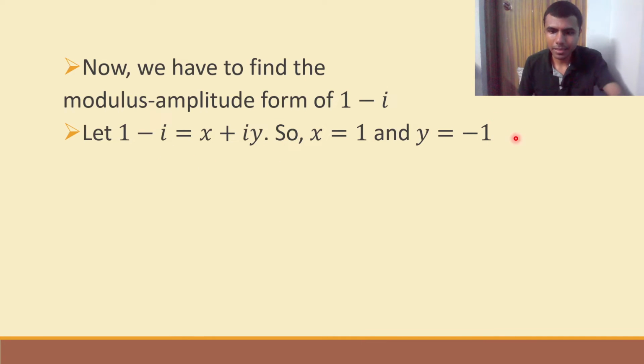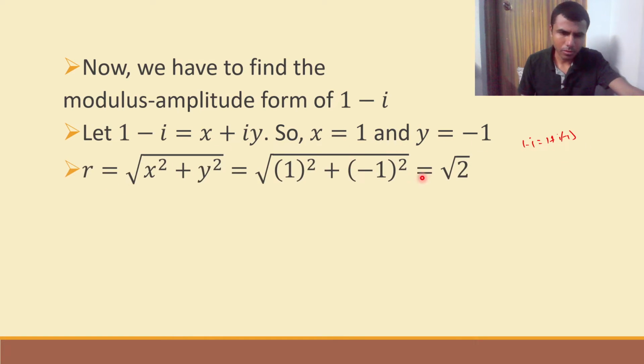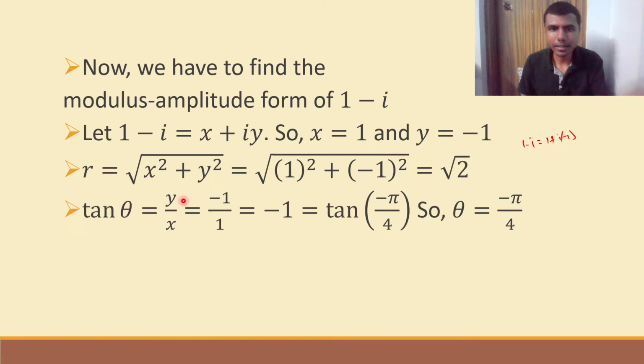See, 1 minus i is nothing but 1 plus i into minus 1. So that's why x is 1 and y is minus 1. Same, r is root of 1 square plus minus 1 whole square, so root 2. Tan theta, little change, y by x. So minus 1 by 1, so it's minus 1. Tan of minus pi by 4 is minus 1. Okay, so that's why theta is minus pi by 4.